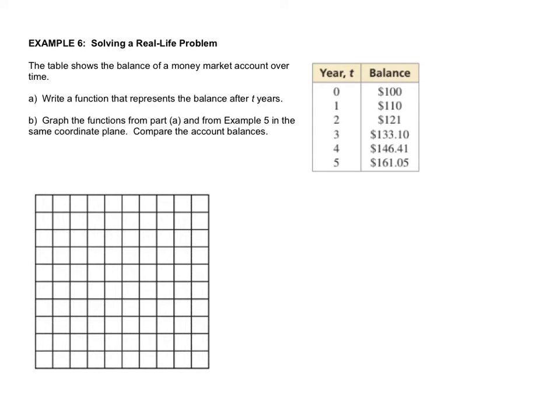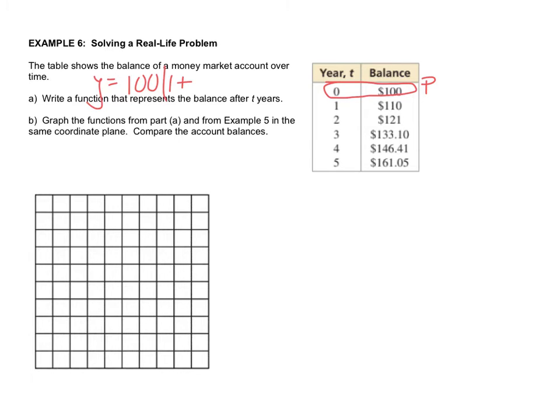So now we're asked to work on a money market account, which is another way to save money. Write a function that's representing the balance after T years. So first, looking at this table, my y-intercept, that is your principal, or your P. So if I just start filling in as we go, we have 100. We know that we're going to be going up as it goes.